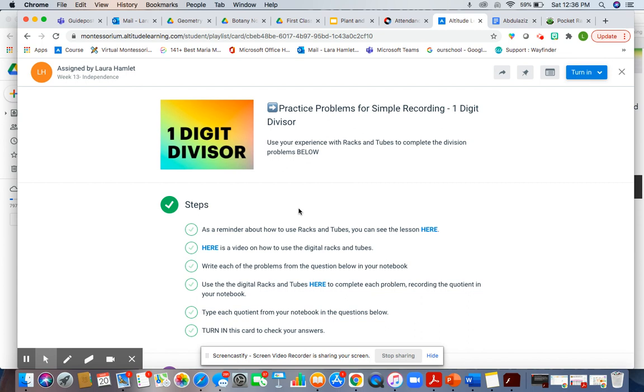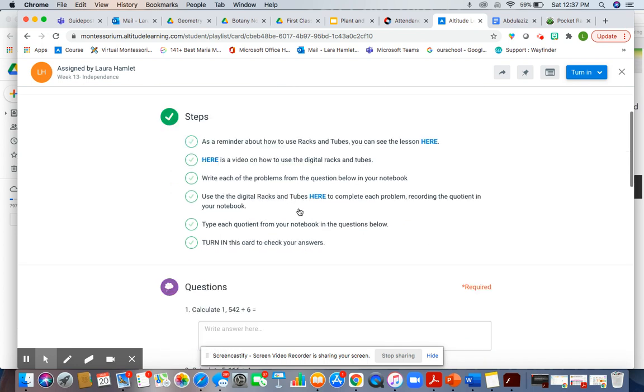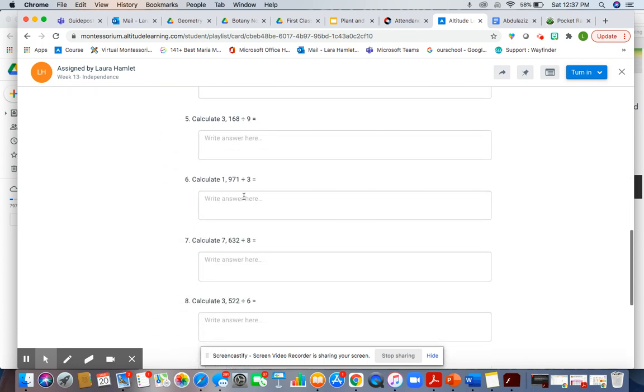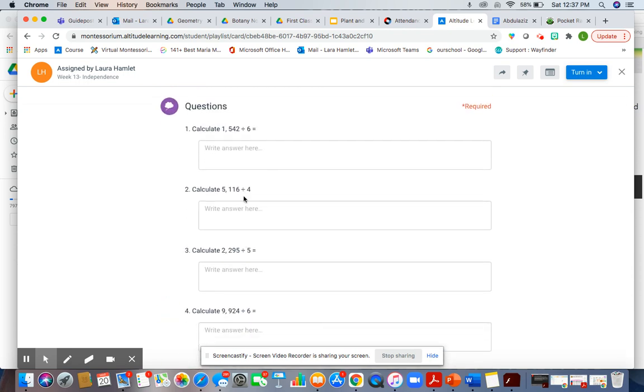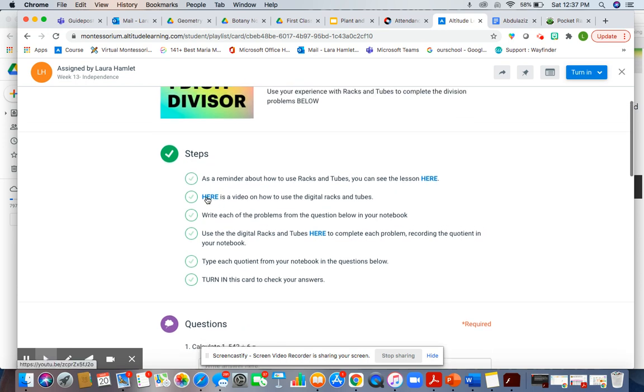We've done some work with a digital material, and we're going to now try it out using a work. Understanding your work already with racks and tubes included a one-digit divisor and up to the 10,000s in the dividend. There are a few questions here listed. You'll see the problems, a total of 8 problems. You'll need to write these 8 problems down in your notebook first. Then watch this video here in order to see and remind yourself how to use the racks and tubes that are digital.